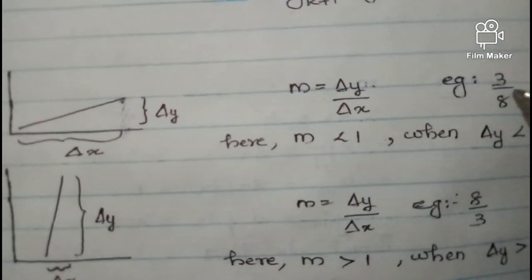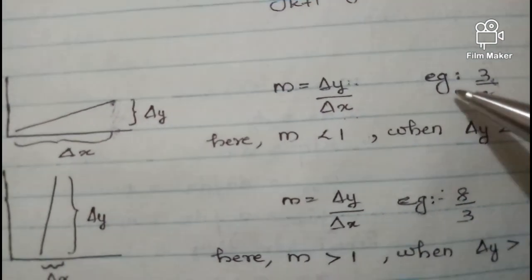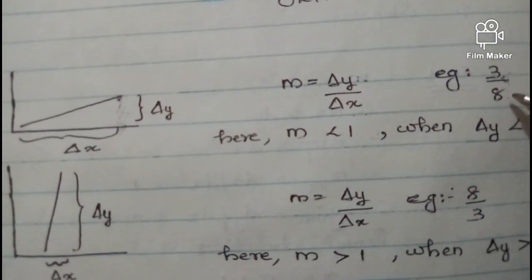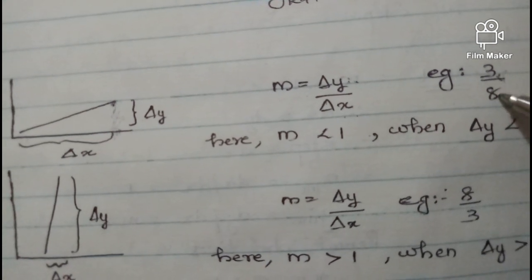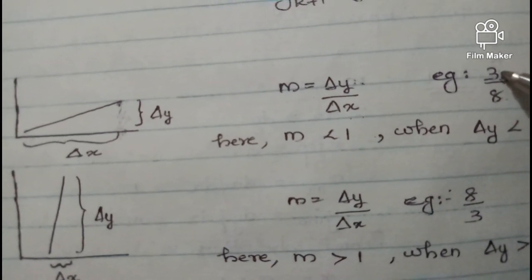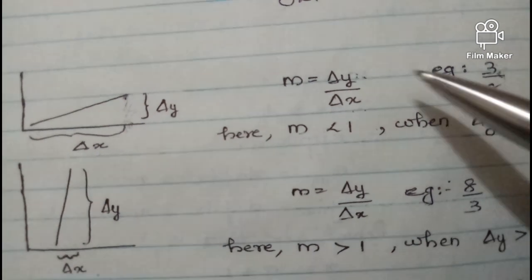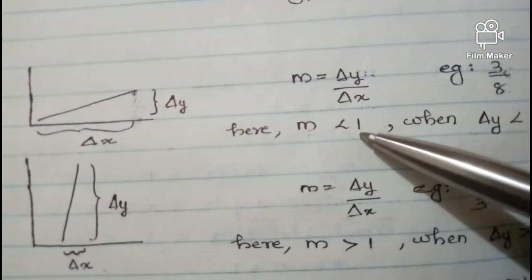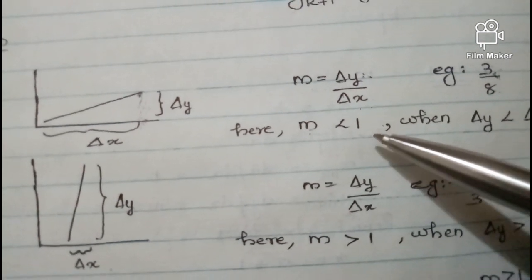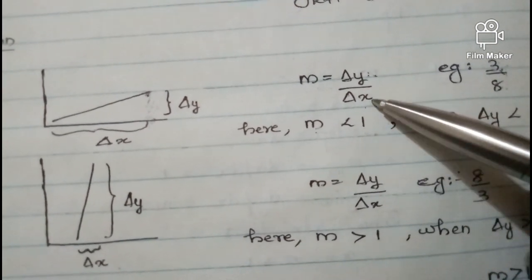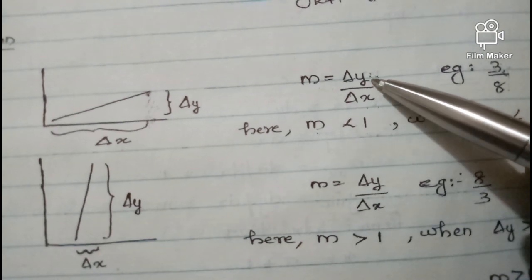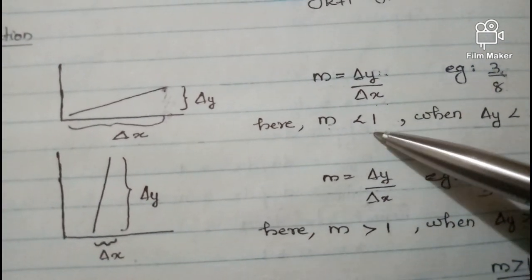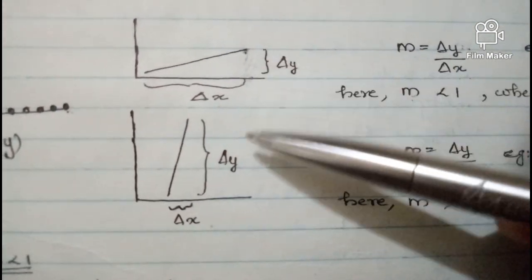Let us take an example. If this is a situation, delta y is 3 and delta x is 8. I am just giving you an example so that you can understand how delta x is greater than delta y. In such a situation, when you calculate the value of m, definitely the value of m will be less than 1. So what is the rule? Whenever delta x is greater than delta y, the slope will be less than 1. Clear? Move on to the next figure.